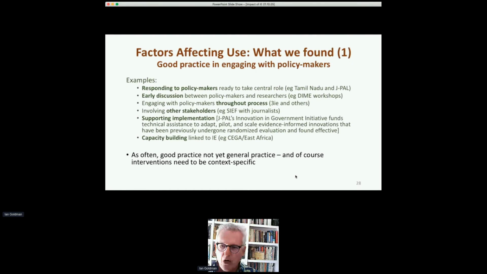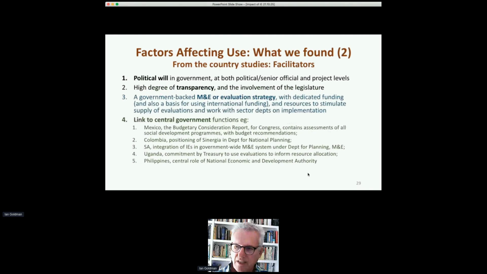We saw early discussion between policymakers and researchers. We saw engaging with policymakers throughout the process. We saw involving other stakeholders. We saw supporting implementation. And we saw examples of capacity building. But as often, this good practice is not yet general practice. And of course, context is king, and in all cases, these interventions need to be context specific.